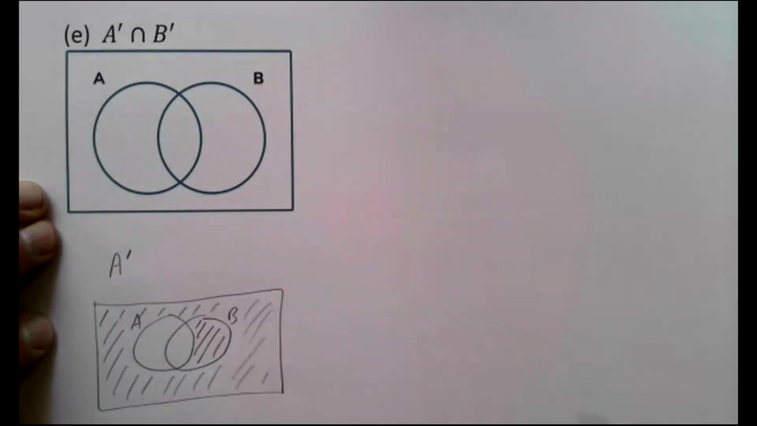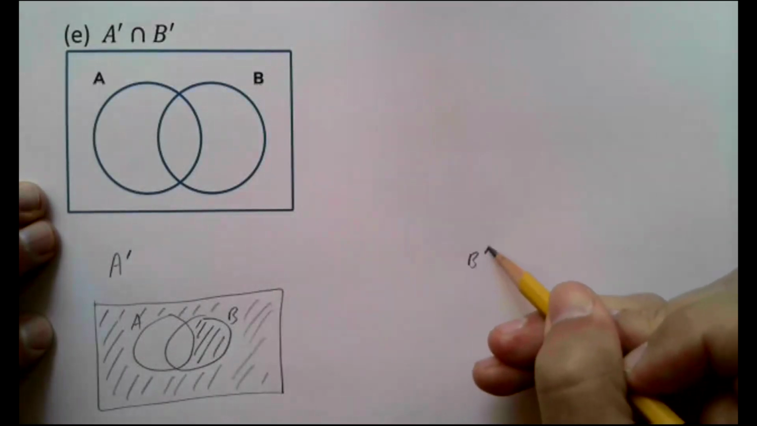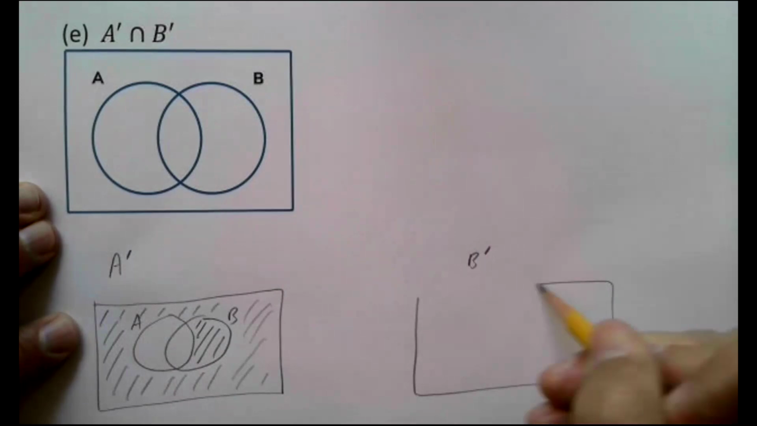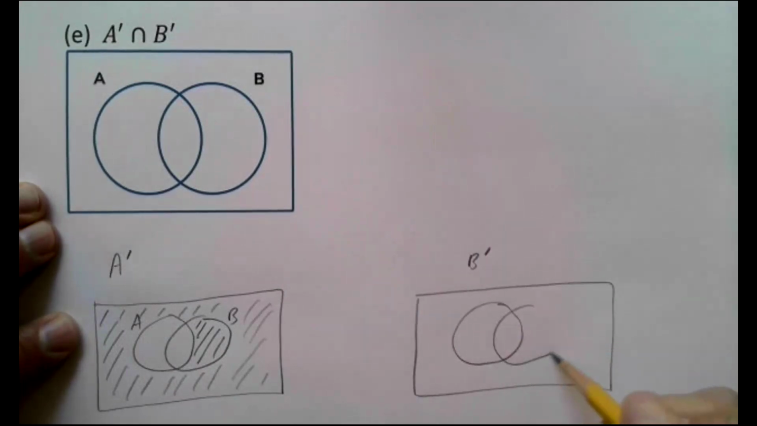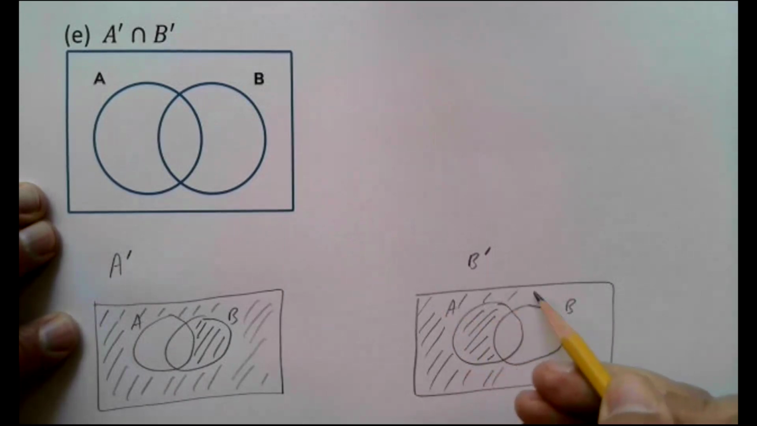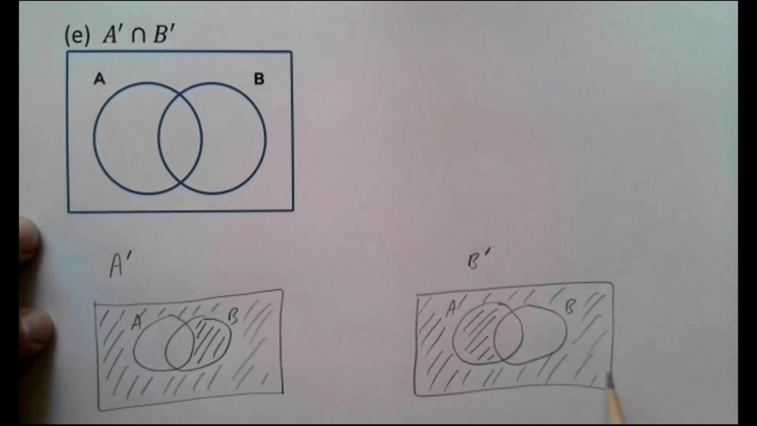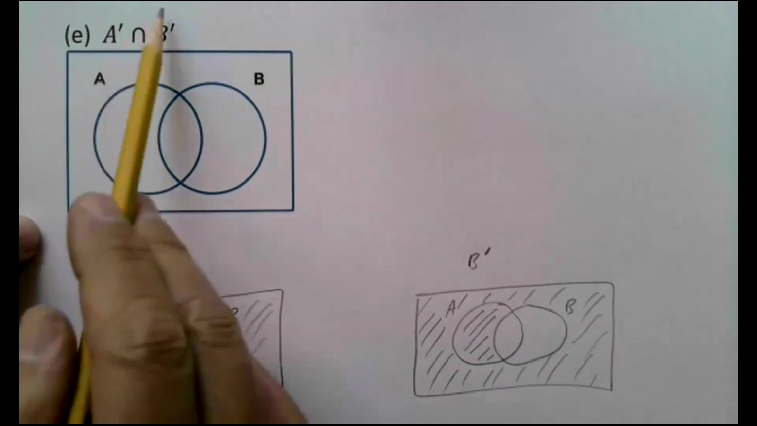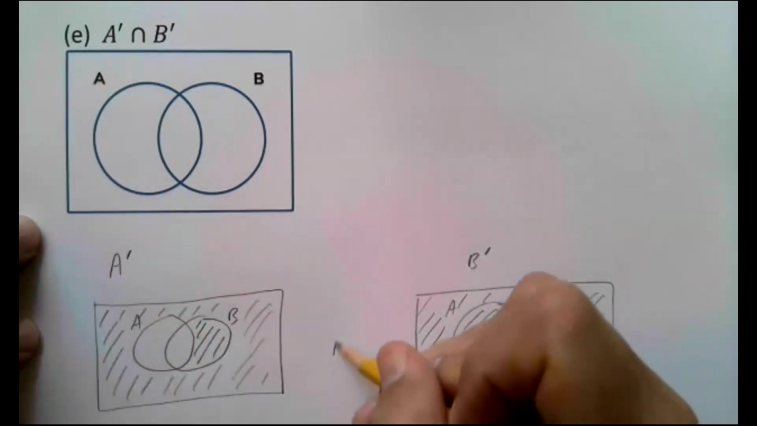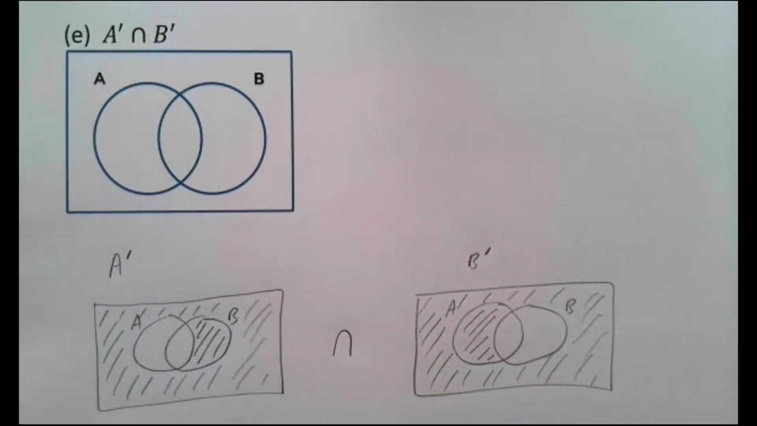And similarly, B complement would be everything not in the B circle. This is not in the B circle, but this is also not in the B circle. That's what B complement would look like, right? It's everything except for the B circle. So I took A complement here, I took B complement here. What I'm supposed to do is intersect those two. I'm intersecting those two.